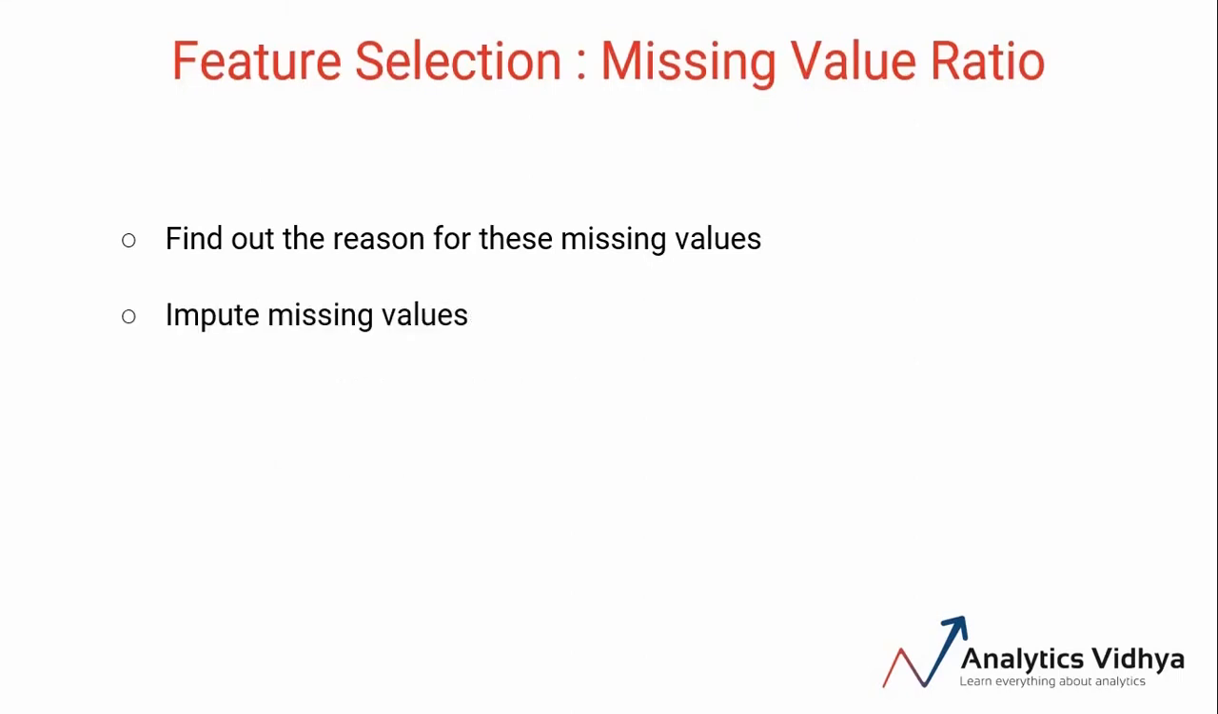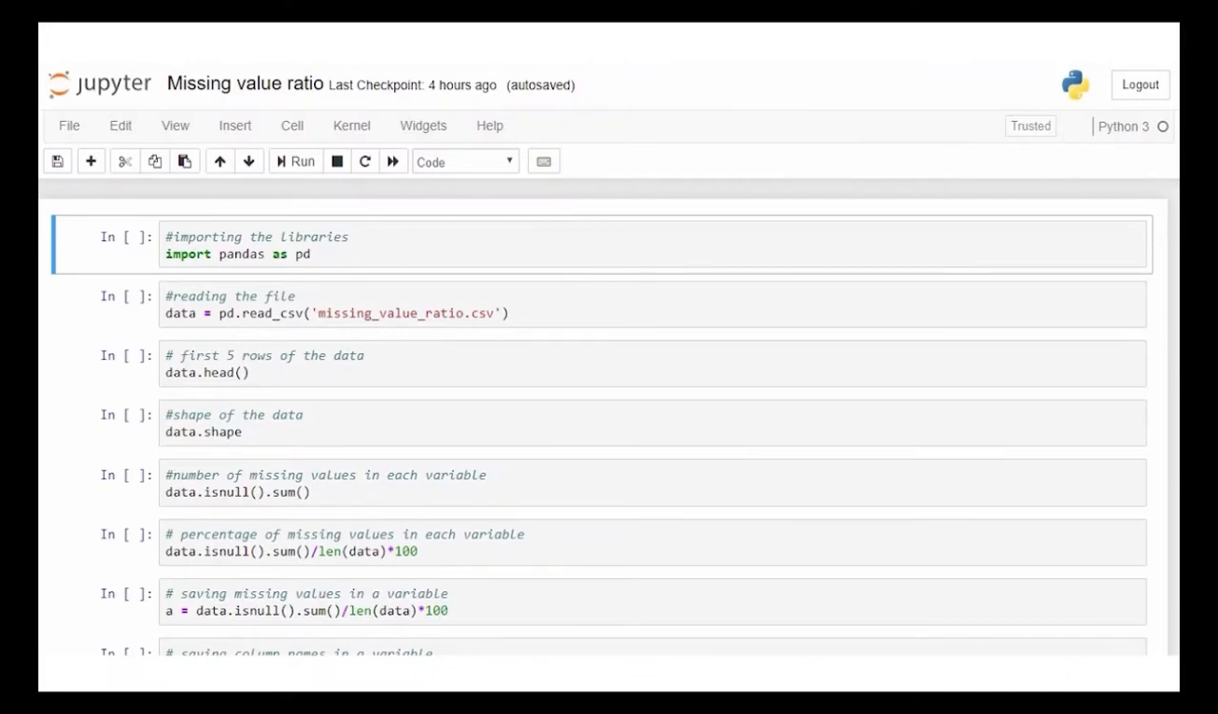Once we know the reason, we will try to impute those missing values. We can use statistical measures like mean, median, mode, or we can even train a model to predict the missing values as well. So, this in a nutshell was how we can make use of missing values to reduce the dimensions in our dataset. It's time to put our learning into practice.